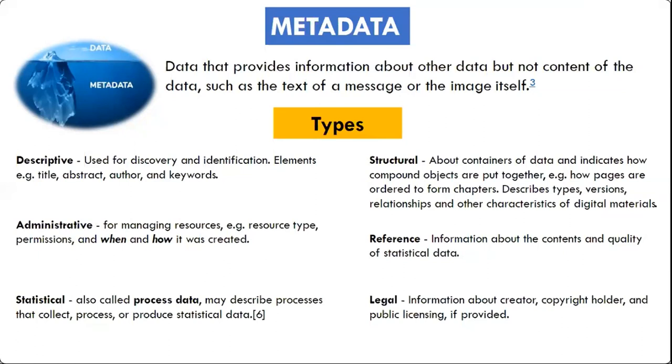We also have statistical metadata, also called process data, which may describe processes that collect, process, and produce statistical data. Then we can have structural metadata, which is about containers of data that indicates how compound objects are put together, for example, how pages are ordered to form a chapter. It describes the types, versions, relationships and other characteristics of digital materials. Then we can also have reference metadata, that is information about the contents and quality of statistical data. Then finally, we can have legal metadata, that's information about the creator, copyright holder, and public licensing if provided.